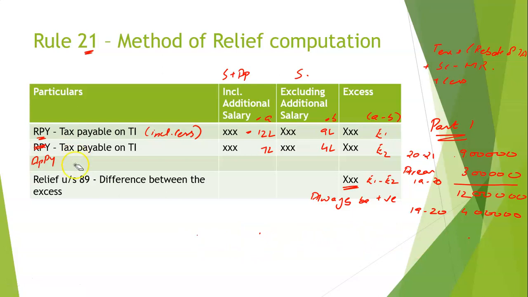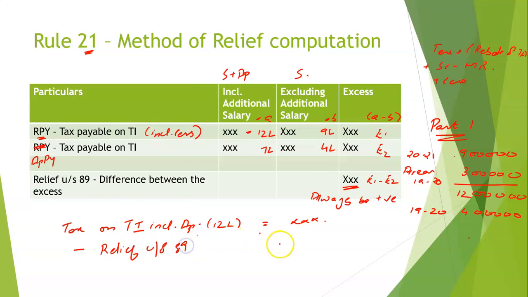So after finding relief, find tax on total income, including the additional payment. So find tax on 9 plus 3, 12 lakhs. That is tax on 12 lakhs. This is tax payable including cess, tax after all the computation. Now from this, less relief under section 89. That is what you get over here. And that will be your tax liability.